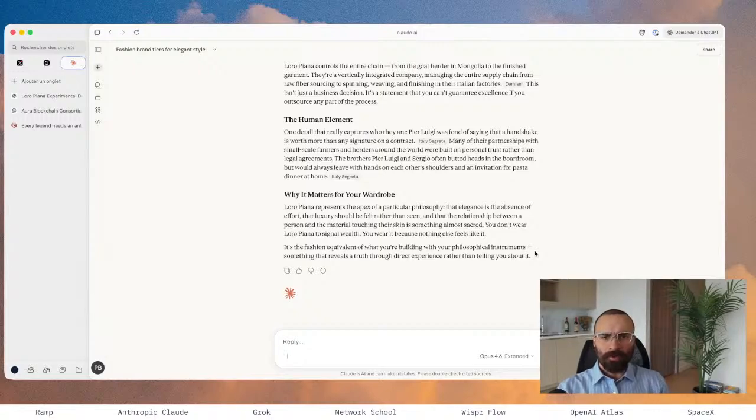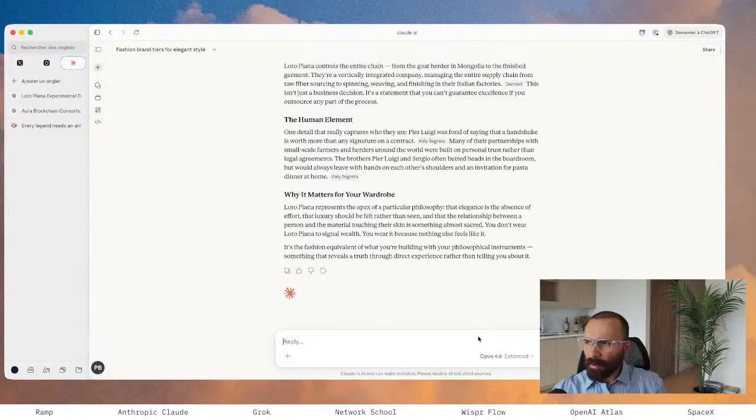Why it matters for your wardrobe. Loro Piana represents the apex of a particular philosophy. That elegance is the absence of effort. That luxury should be felt rather than seen, and that the relationship between a person and the material touching their skin is something almost sacred. You don't wear Loro Piana to signal wealth, you wear it because nothing else feels like it. Oh my god.